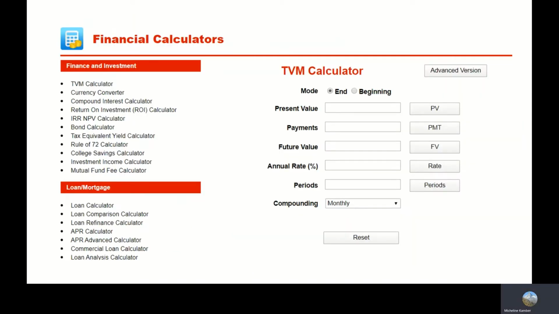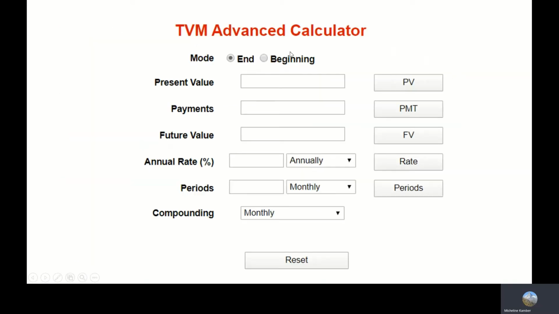Using the web version, you get this basic version of a TVM calculator. I have an earlier video where I explained how to use this one. And then if you click here on the advanced version, this is the version we'll be using where you can make regular payments. Like let's say you need to make regular deposits because you're trying to save money for something, or you're making regular payments off of the loan.